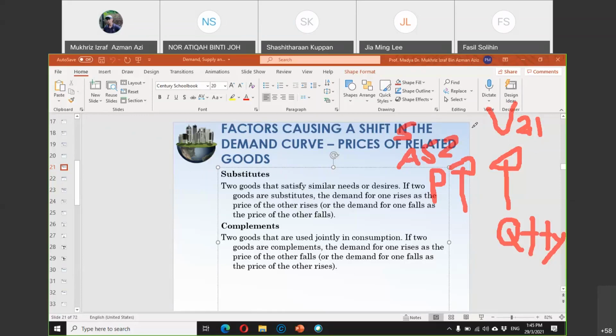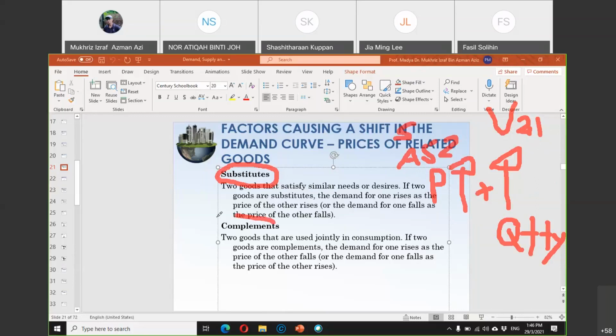For you, any brand is okay as long as the specification, the battery, the camera is good. So if you're talking about substitutes, the relationship between the price of one good against the quantity of another good must be positive. Positive means if the price of Samsung goes up, the demand for Vivo will go up. People will switch from buying Samsung to buying Vivo. So that's why it is positive.